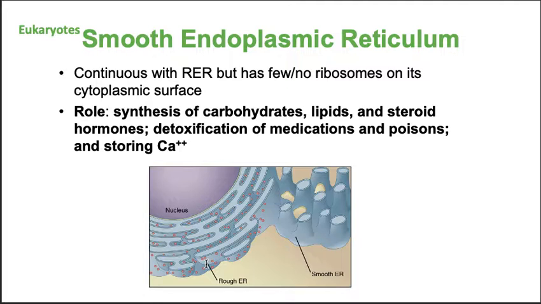And smooth endoplasmic reticulum is also continuous with the rough ER, but you don't have the ribosomes attached to them. So here you see no red dots, no ribosomes. Okay, and the main role here will be the lipids, getting the lipids from the smooth ER. Synthesis of carbohydrates can happen there too, lipids and steroid hormones.